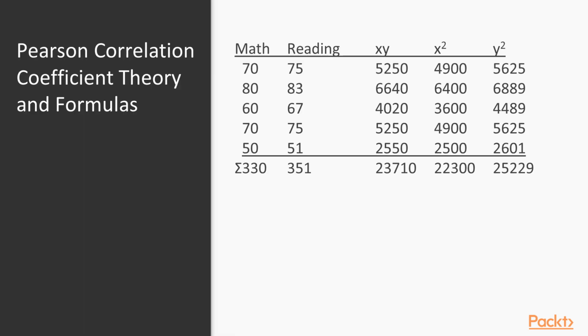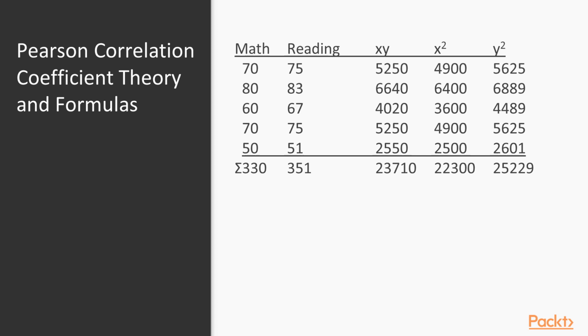Let's take a look at the theory and the formulas behind the Pearson correlation coefficient. In this example, we have data for 5 students. We have both their math and their reading scores. You can see that for the first student, this person had a score of 70 on the math test and a score of 75 on the reading test. And then we can see the scores for all of the other individuals in this class.